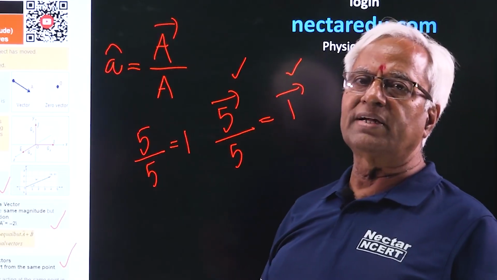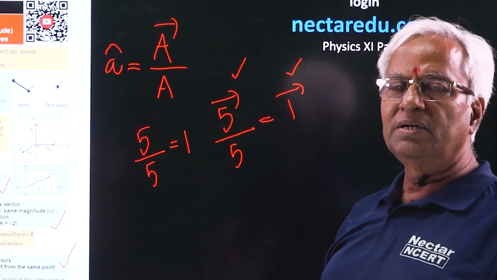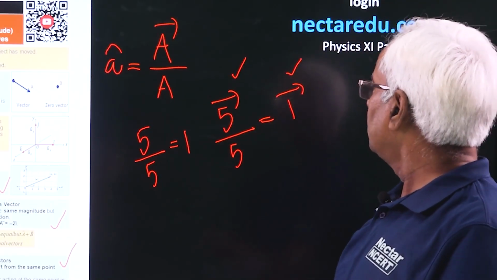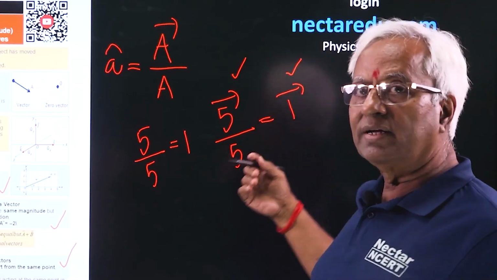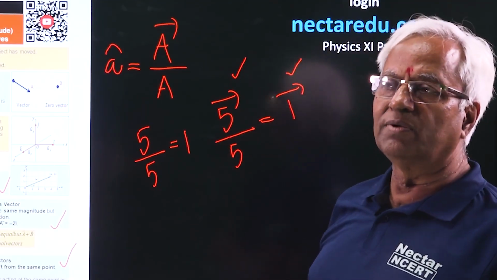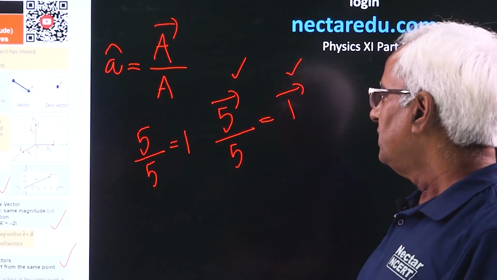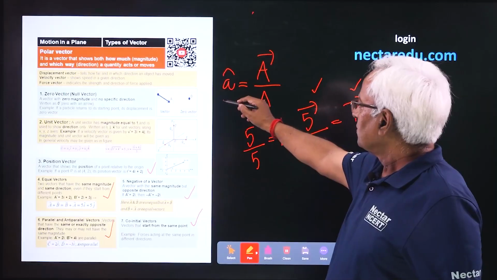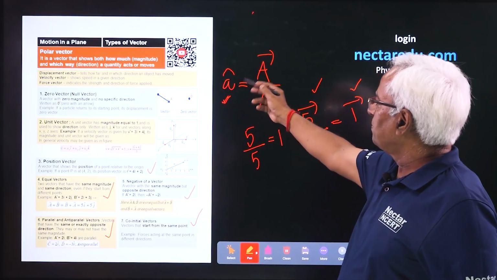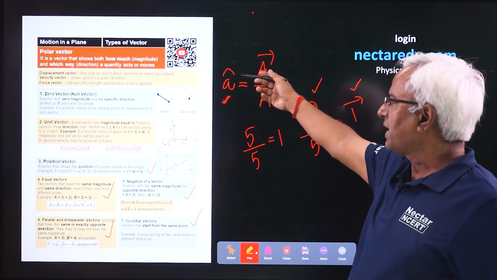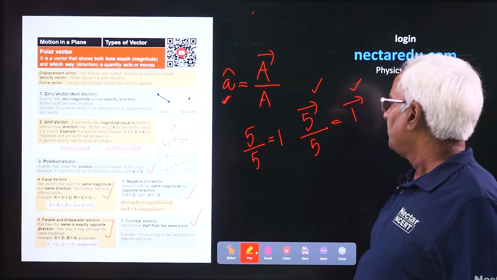So unit vector has value 1, it has direction, but it's not going to have the mod greater than 1 or less than 1. It is binding to be the magnitude equal to 1. These are always noted or denoted by small letters with angular cap over them.